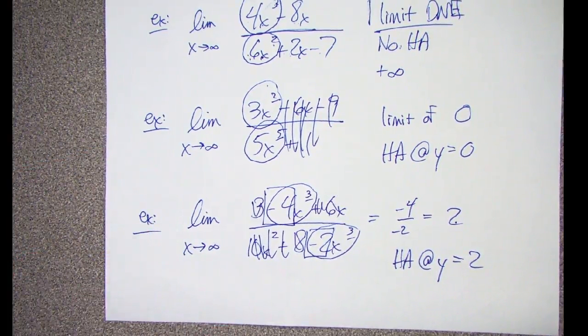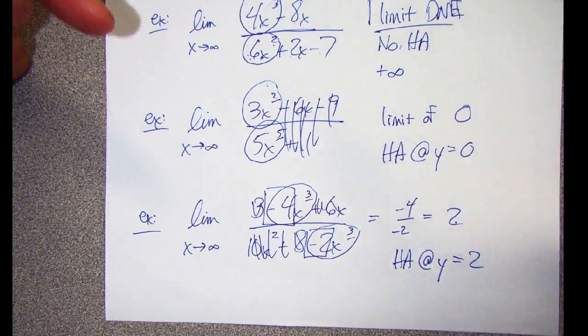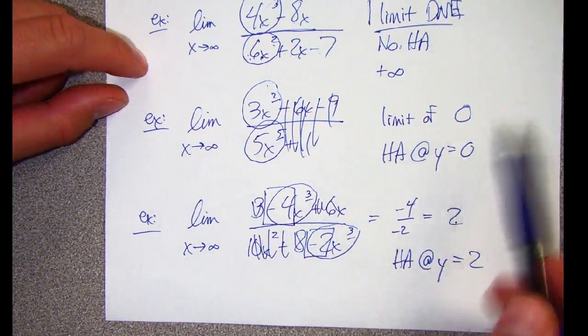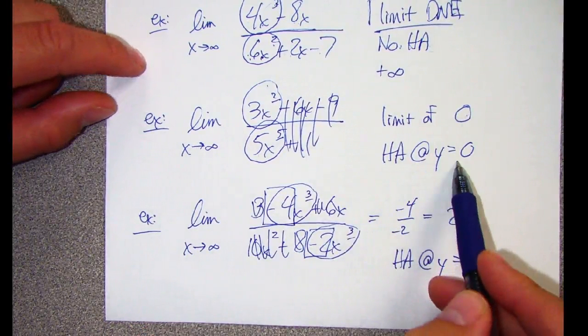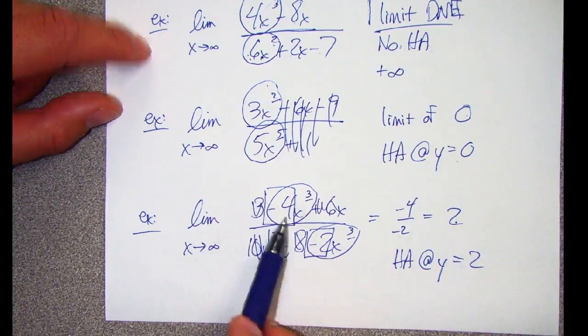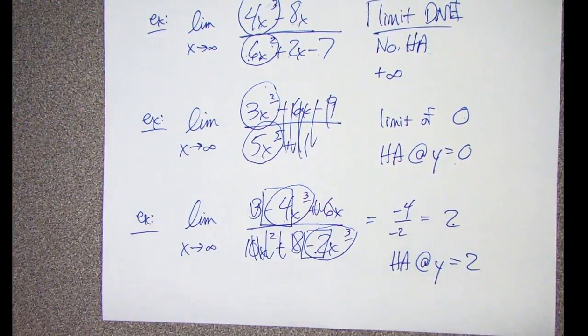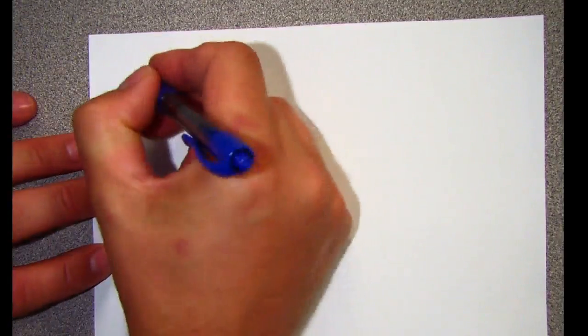All right, so highest power on the top, limit does not exist. No horizontal asymptotes. Highest power on the bottom, limit is 0, horizontal asymptote at y equals 0. Or the highest powers are tied. You look at the coefficients in front of them, grab those and divide them. That'll get you your asymptote. So let's look at a little bit trickier where I might give you a radical or something to simplify first.